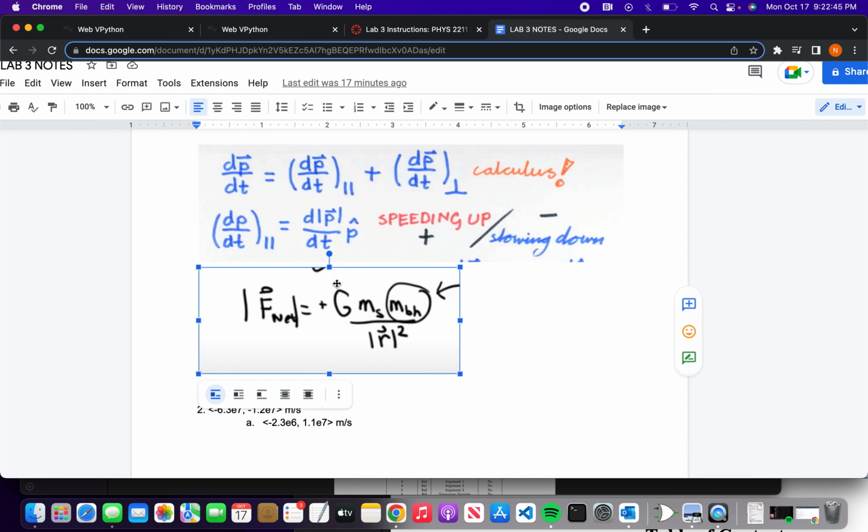The bottom equation here is Newton's universal law of gravity, which states that the magnitude of net force is equivalent to the universal gravitational constant multiplied by the masses of the two objects that we're dealing with divided by the distance between them squared. All right.